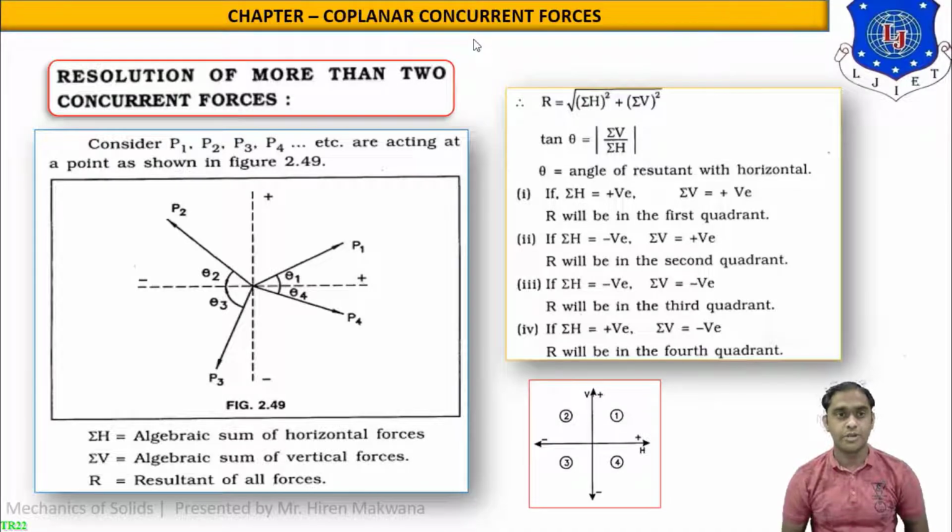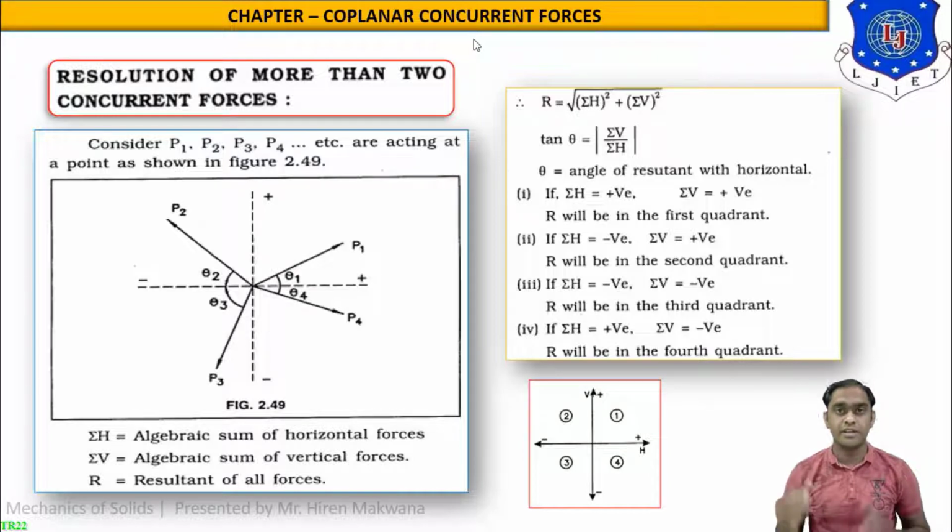In this lecture, we are going to discuss a new topic, which is resolution of more than two concurrent forces. In the last lecture, you will remember that we discussed the numericals of the law of parallelogram of forces. But what is the limitation of the law of parallelogram of forces? Actually, in the law of parallelogram of forces, we can find the resultant of only two concurrent forces, P and Q. Then there will be a resultant R on the diagonal of the parallelogram.